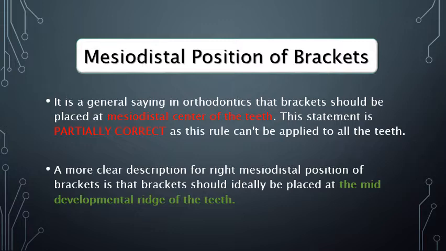It is a general saying in orthodontics that brackets should be placed at the mesiodistal center of the teeth. This statement is partially correct, as this rule cannot be applied to all the teeth. A clearer description for the right mesiodistal position of the brackets is that the bracket should ideally be placed at the mid-developmental ridge of the teeth.